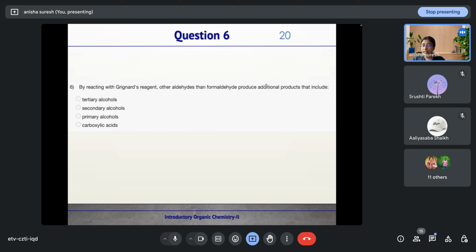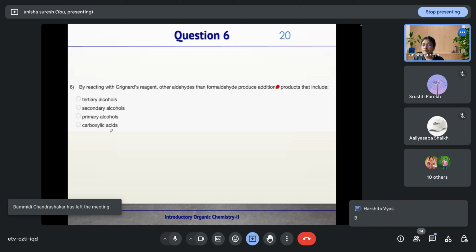By reacting with Grignard's reagent, aldehydes other than formaldehyde produce addition products that include: option A, tertiary alcohols; option B, secondary alcohols; option C, primary alcohol; and option D, carboxylic acid. Option B, secondary alcohols, is the right answer.